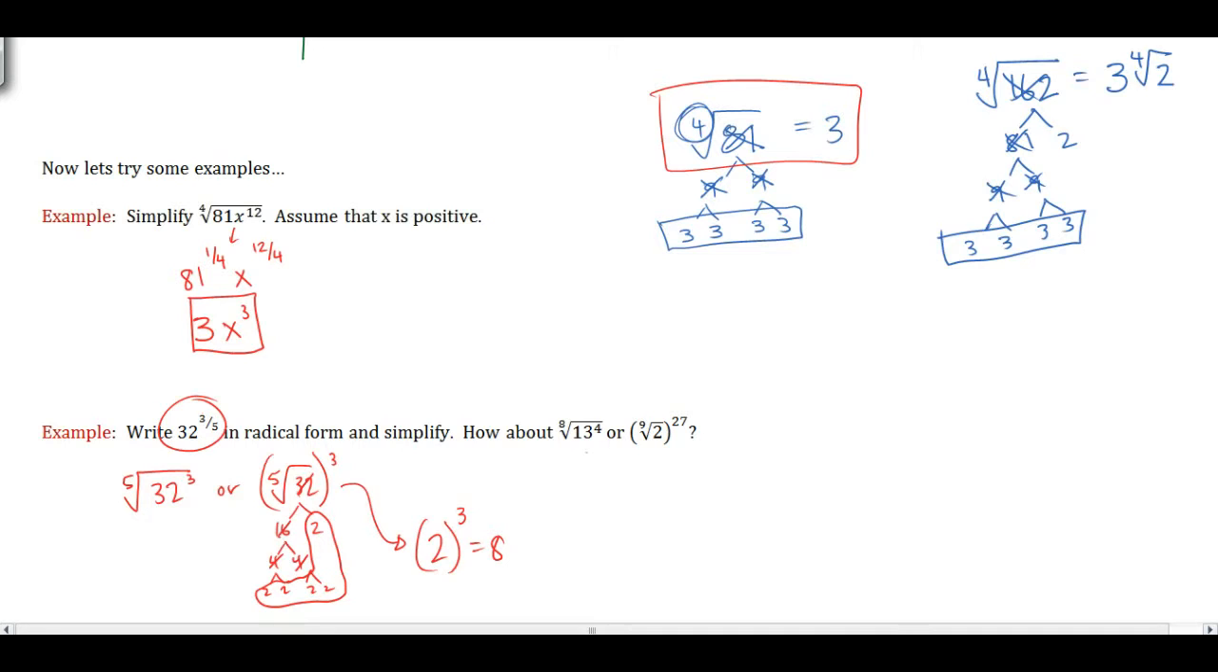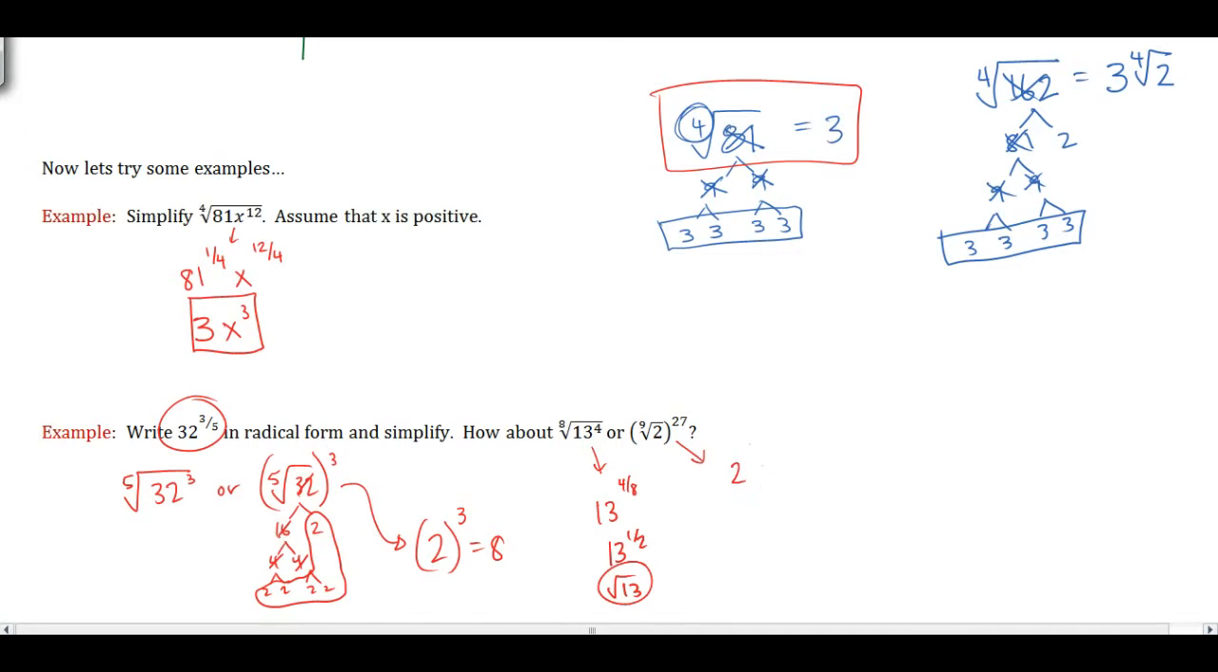All right, let's see if there's anything else I can do. I have 13 to the 4/8 here. 13 to the 4/8, which is just 13 to the half, which is the square root of 13. And that's as far as I can go because he doesn't factor. Or look at this guy.